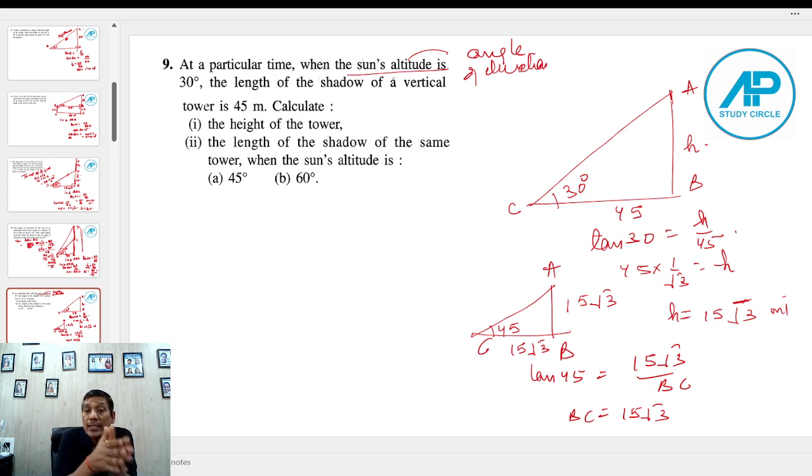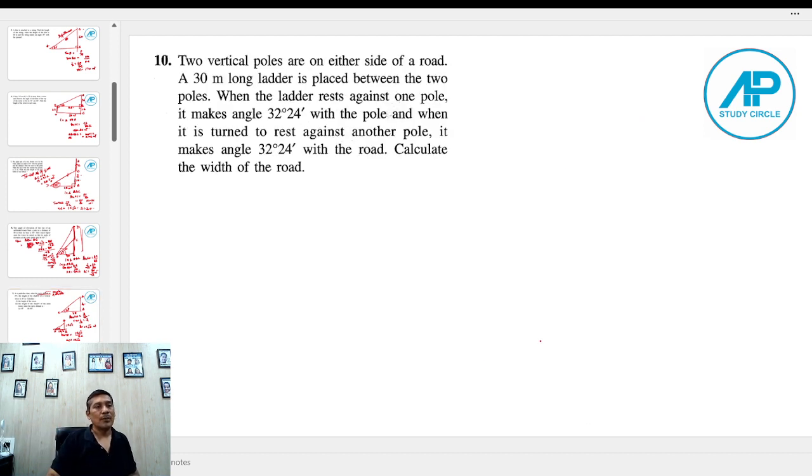टॉवर की हाइट तो 15 रूट 3 ही रहेगी, केवल शेडो की हाइट चेंज हो जाएगी अगर एंगल चेंज हो. तो we write root 3 here. I think the answer would be 15 meters in that case when angle is 60. I hope you understand. As the angle of elevation increases, शैडोज़ की जो लेंथ है वो shortened होती जाती है. याद रखिए, the angle decreases, sun gets settled down, shadows get longer. This gives you an idea in your mind about this question. The 10th question, two vertical poles are on either side of a road.